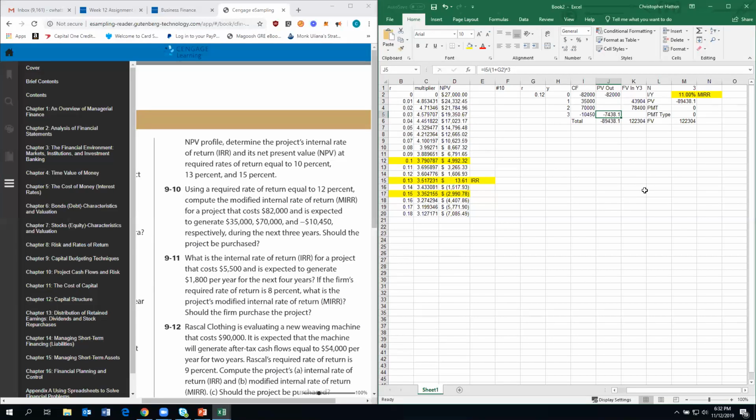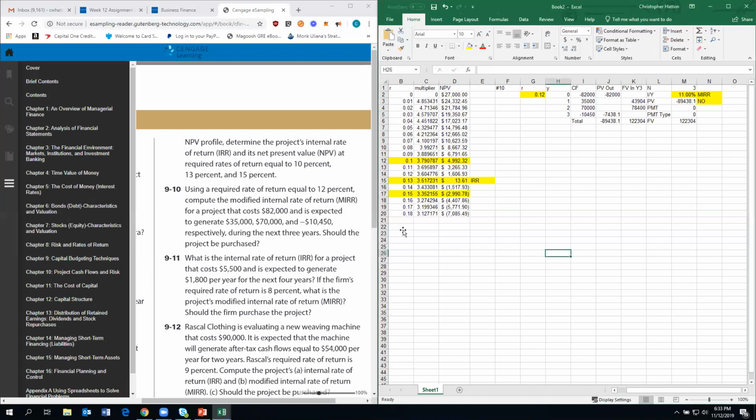All right, so that one was a little more difficult, but if it asks, should the firm purchase this project, the answer is no. And the answer is no because your modified internal rate of return is less than your firm's required rate of return. So this number would have to be greater than 12% for it to be acceptable. So just keep that part in mind when you're doing calculation.